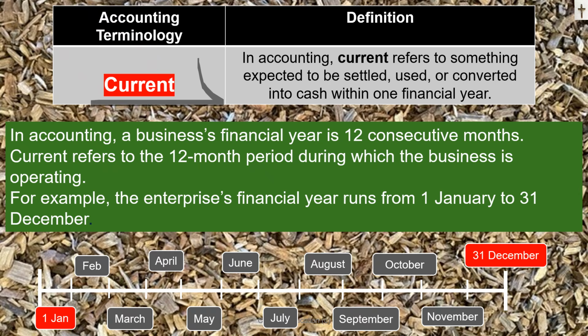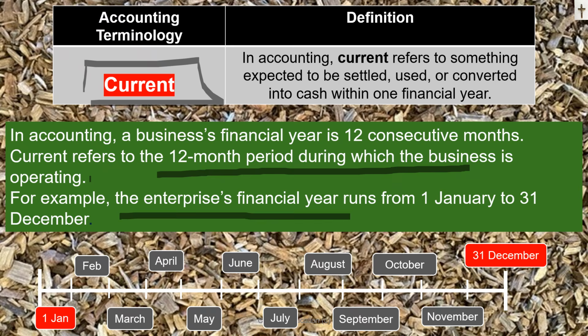Right, what does the word current in accounting mean? The current means the 12-month period during which the business is operating. For example, the enterprise's financial year runs from the 1st of January to the 31st of December. Now, financial year or financial period, the current period, can be any 12 consecutive months. It can run from the 1st of July to the 30th of June.